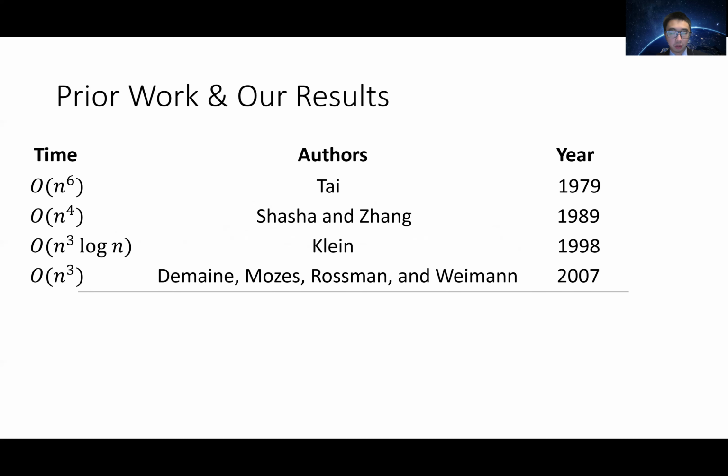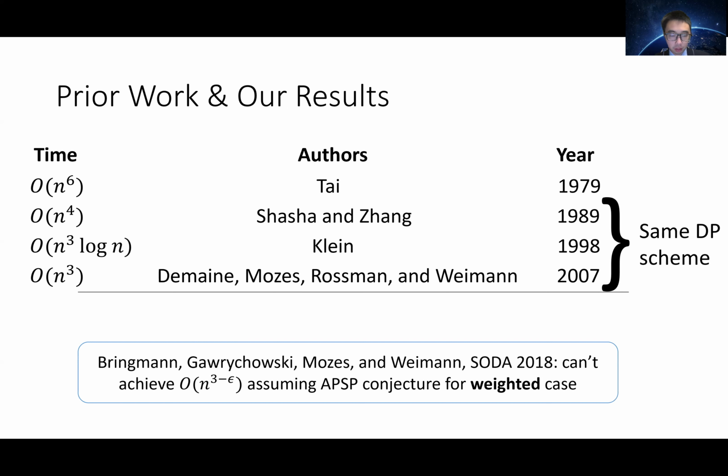There has been a line of research on tree edit distance, stemming from the seminal work by Tai in 1979, which gave an algorithm that ran in n to the 6th power time. Here, n is the size of the two input trees. The state-of-the-art algorithm was due to Demaine, Mozes, Rossman, and Weimann in 2007, and it ran in cubic time. Interestingly, the last three algorithms actually use the same DP scheme. On the lower bound side, Bringmann, Gawrychowski, Mozes, and Weimann showed in 2019 that under the APSP conjecture, no truly subcubic algorithm is possible for the weighted case.